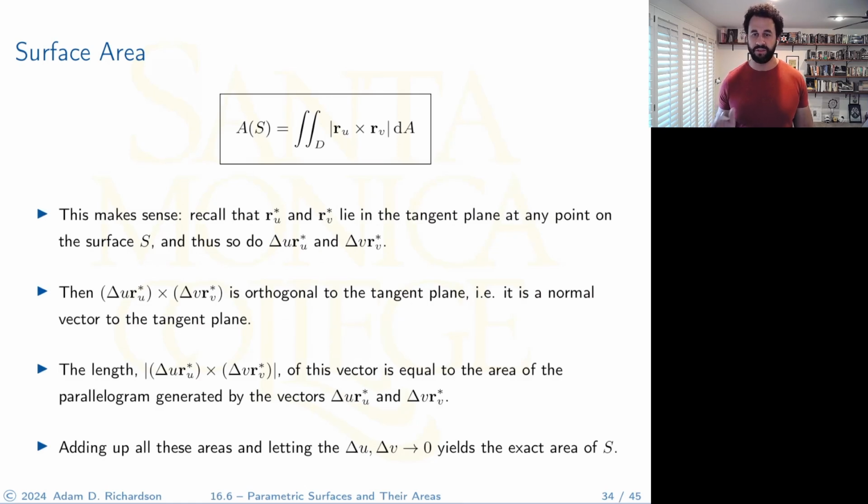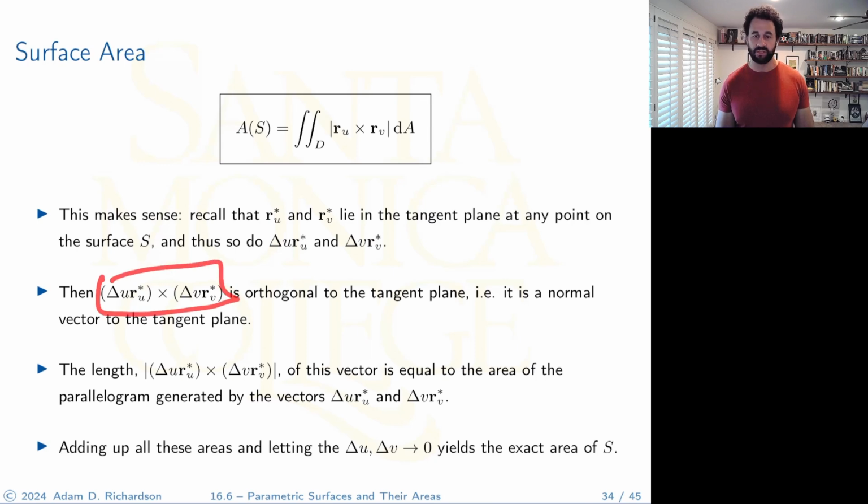This makes a lot of sense if you think about the construction and why this is actually working, right? So I'm just going to run through it again real quick. These two vectors lie in the tangent plane at any point, and so do these as a result, because these are just scalar multiples of those tangent vectors. So these two vectors lie in the tangent plane.